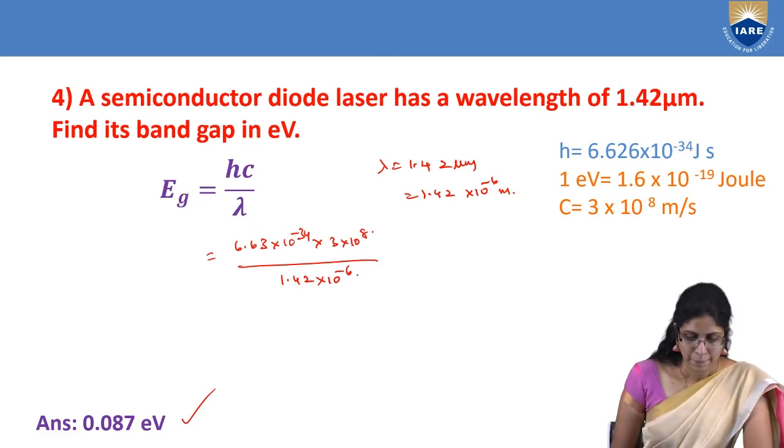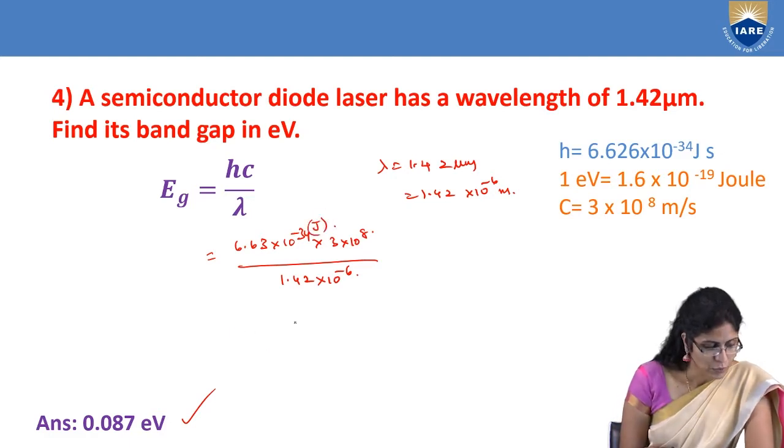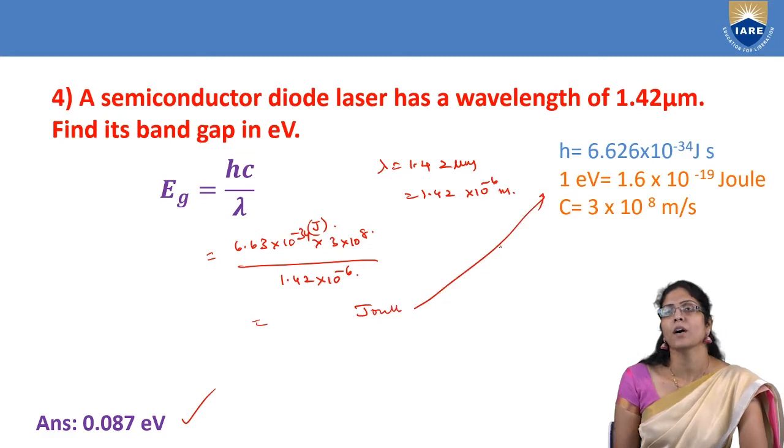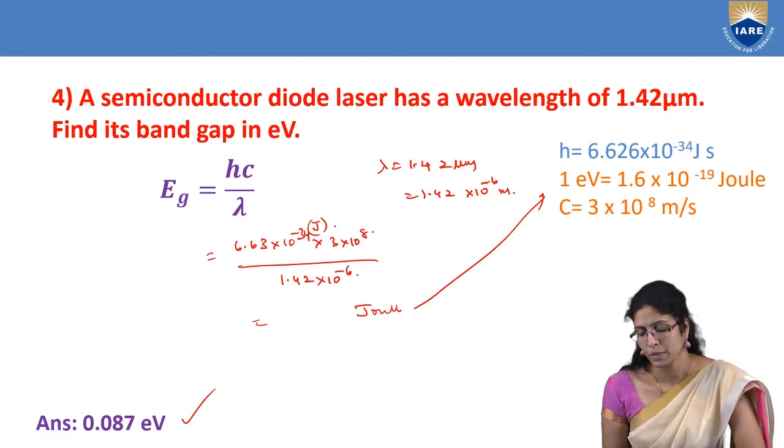So you end up getting the answer as 0.087. But it is electron volt. Here you have joules. So whatever you get here, you get it in joules. Please convert this into electron volt using the standard conversion, how we have done in our previous problems.